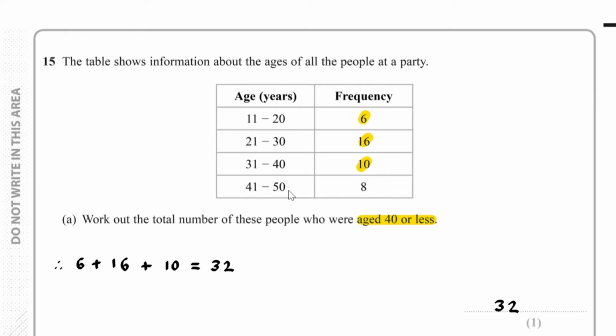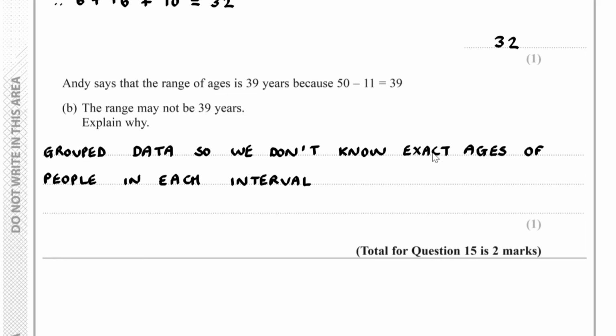Or we could have 1 person being 50, the rest of them being 42, for example, but here we could have all 6 people being 20, so the smallest value won't be 11 in that case. So because we've got grouped data, we don't know what the exact ages are of each person in each interval.